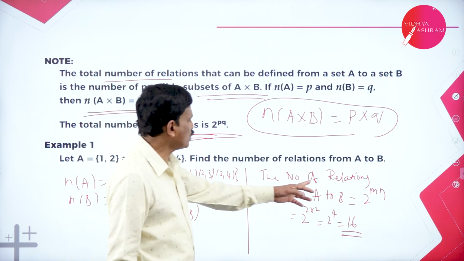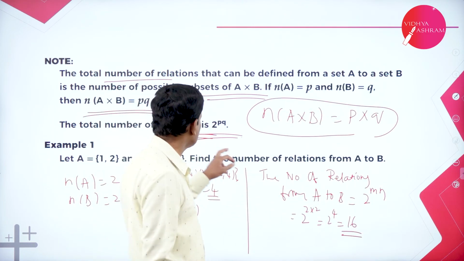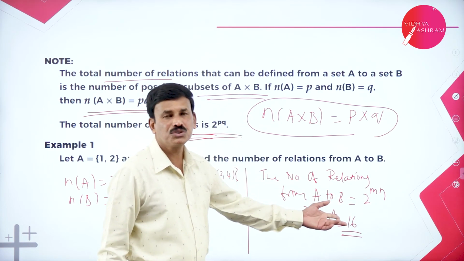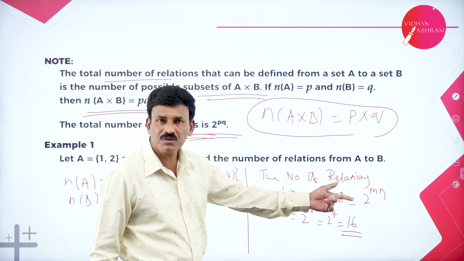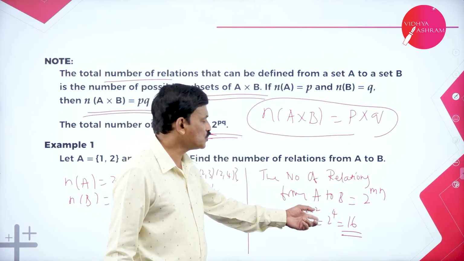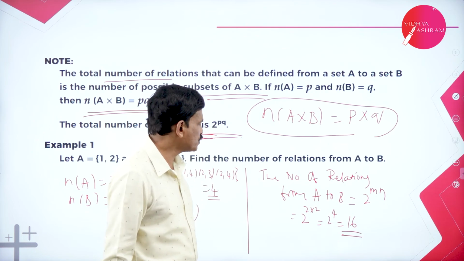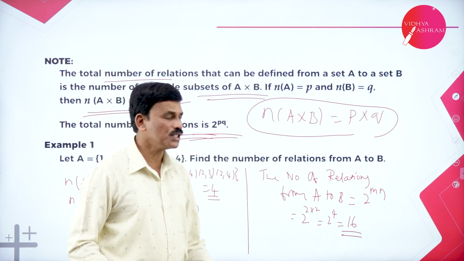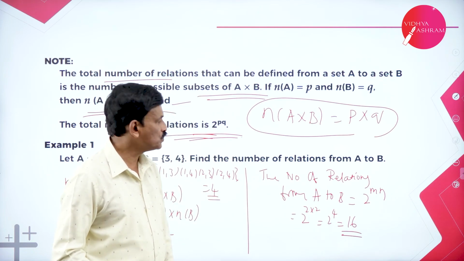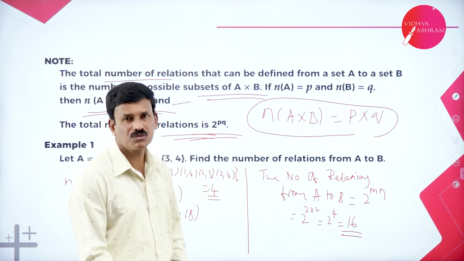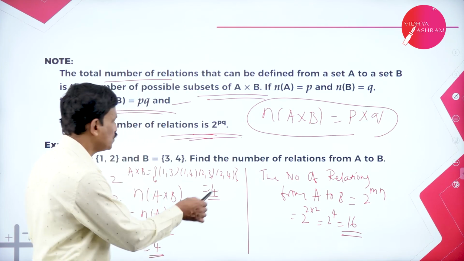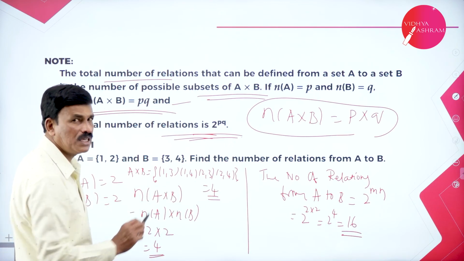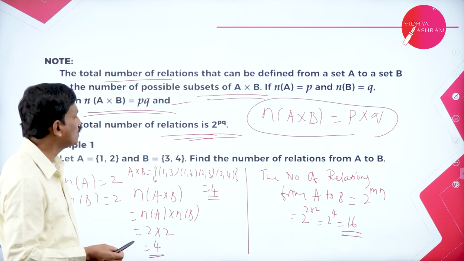Whereas the total number of relations from A to B is always of the form 2 to the power of P into Q, or 2 to the power of m into n. That is 2 to the power of number of elements in A into number of elements in B. That is 2 to the power of 2 into 2, which is 4. 2 raised to 4 is equal to 16. So the number of relations that are possible from A to B is 16, that is 2 to the power of m into n. Hope you followed this. See the difference between these two. Here, the number of elements in A cross B. Here, the number of relations that can be formed from A to B.